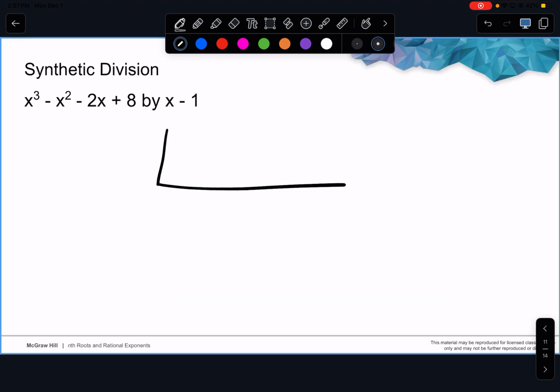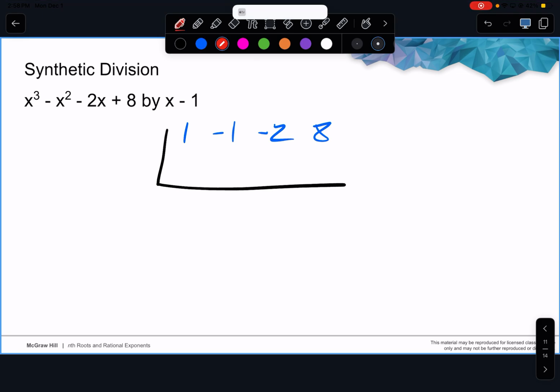We have to add the +0 on all of them? Only if it's missing. So that's what I was going to address on this one, okay? So when you set this up, there's nothing missing. It goes to the power of 3, and then squared, and then 1, and then 0. You have your constant. So there's nothing missing here, so we don't have to use any placeholders. So it's going to be 1, -1, -2, 8. Okay, but why?